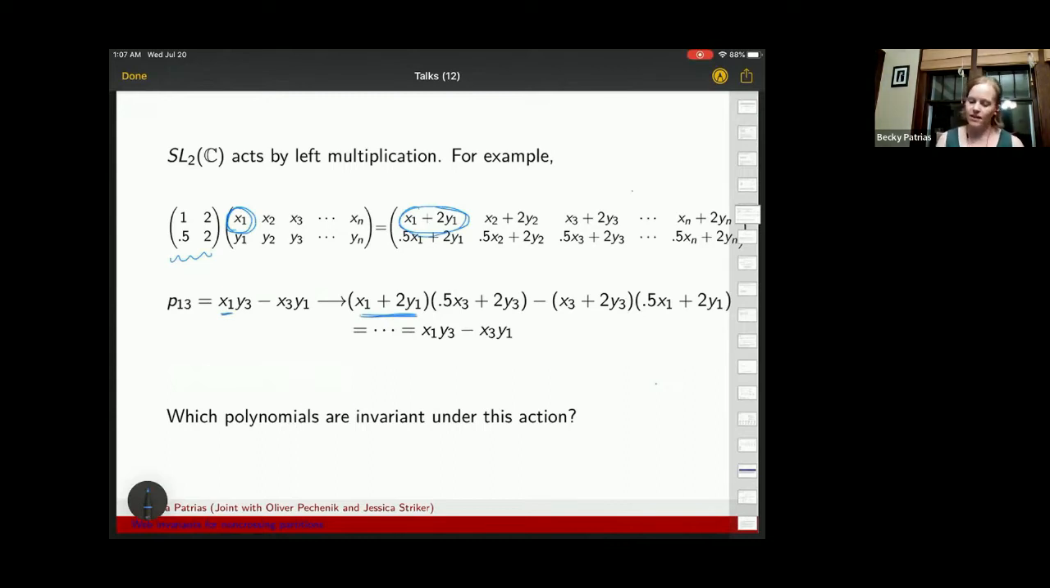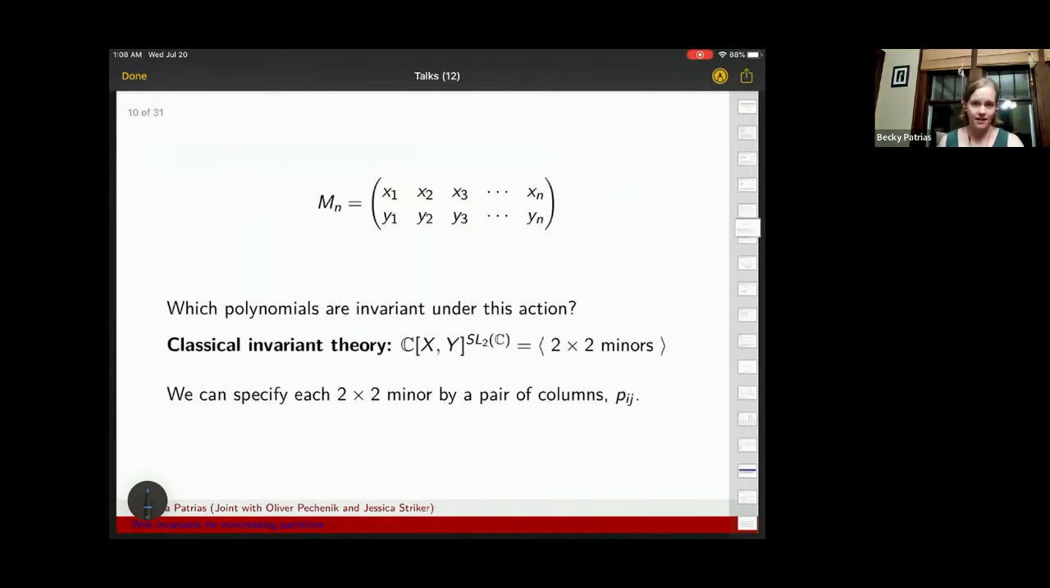And in this particular case, if I simplify that down, I get back the same polynomial that I started with, and this is going to be true for any element of SL2 with this particular polynomial. So we'd say that this polynomial is invariant under this action. We might want to ask which polynomials are invariant under this action.